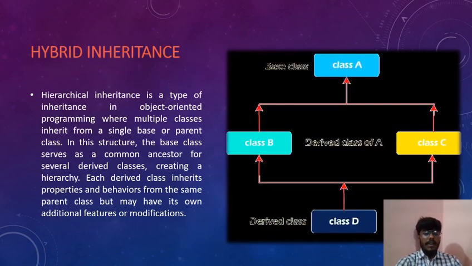Then next, hybrid inheritance. Hierarchical inheritance is a type of inheritance in object-oriented programming. In this structure, the base class serves as a common parent for several derived classes, creating a hierarchy. Each derived class inherits properties and behaviors from the same parent class, but may have its own additional features or modifications. You can see here class A, class B, class C, class D, in reverse order. Derived class is derived from the base class. Base class is the derived class of A. Class A is the derived class here.